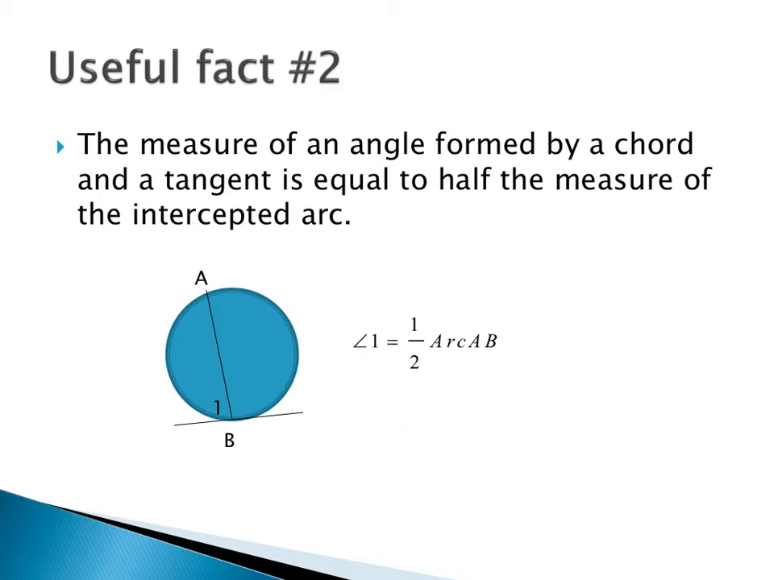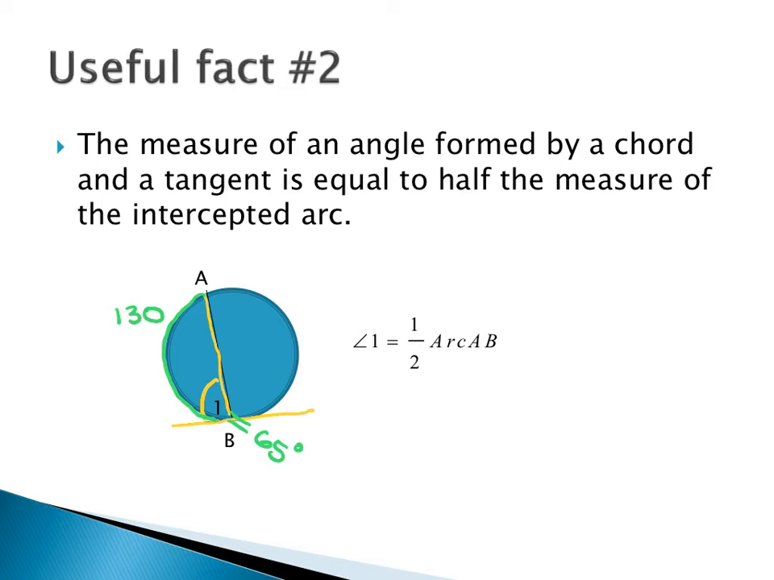Useful fact number 2. The measure of an angle formed by a chord, so here is my chord, and a tangent is equal to half the measure of the intercepted arc. So this angle 1 would be half of its arc measure. So for example, if I told you its arc measure is 130, then that tells me that angle 1 would equal half of that, which is 65 degrees.